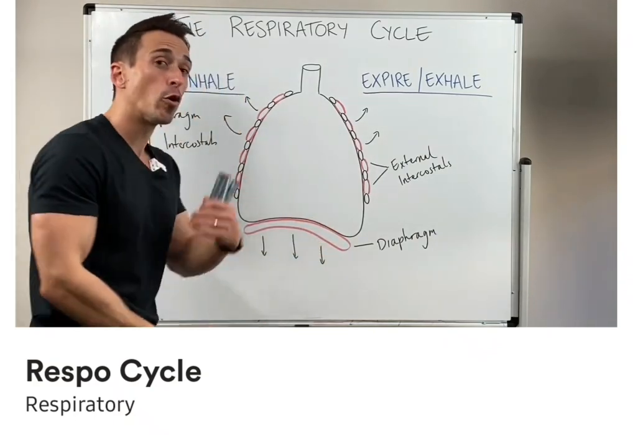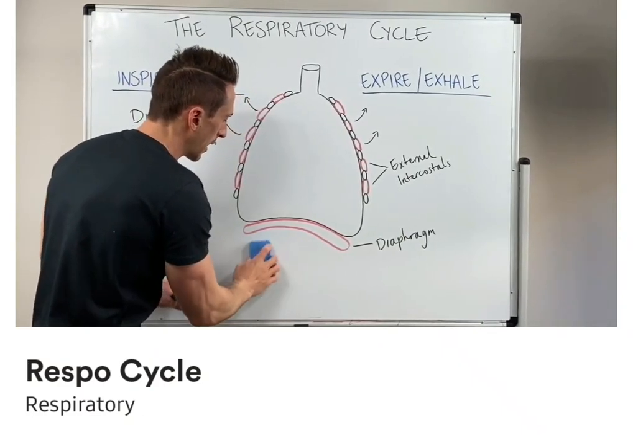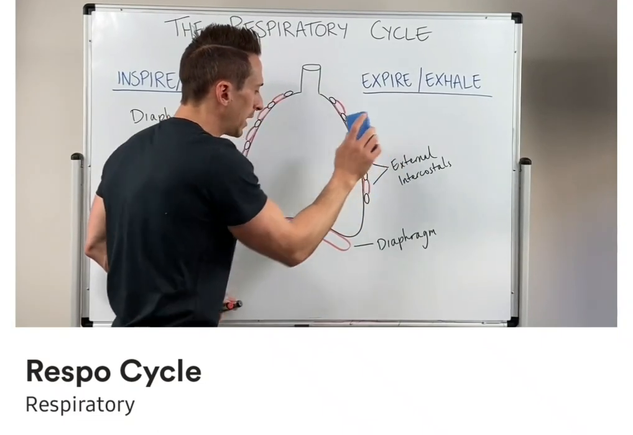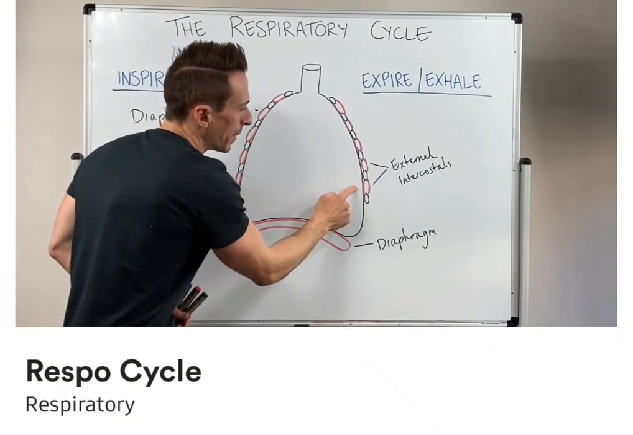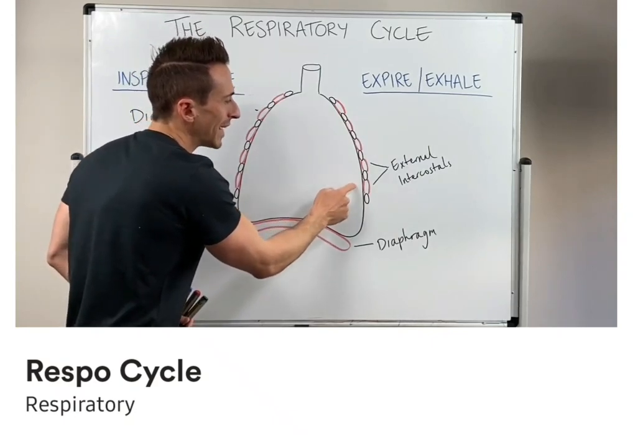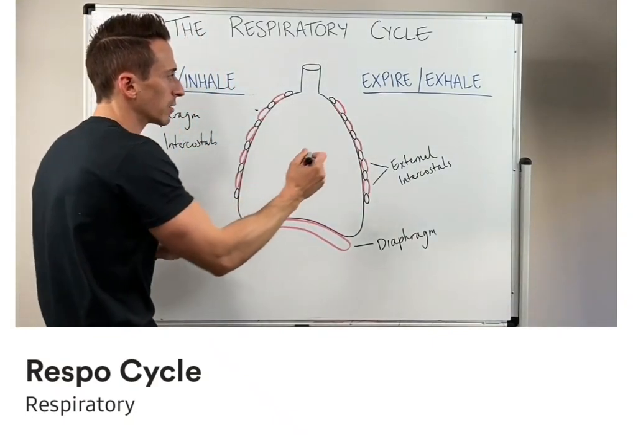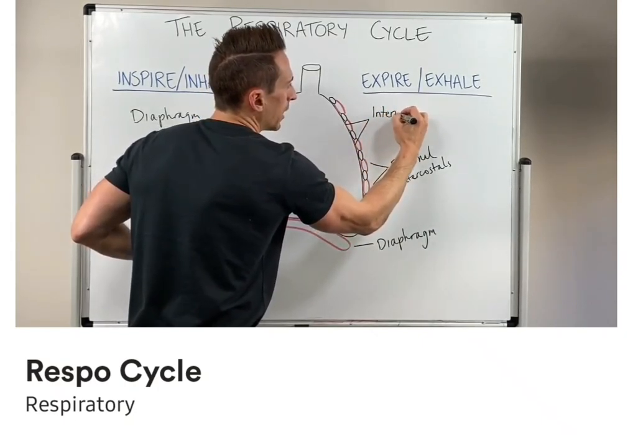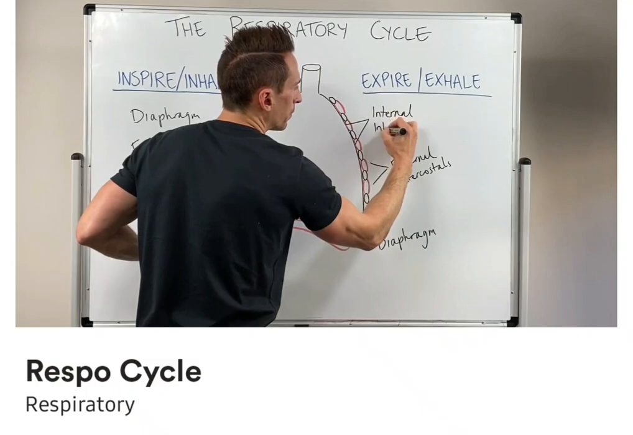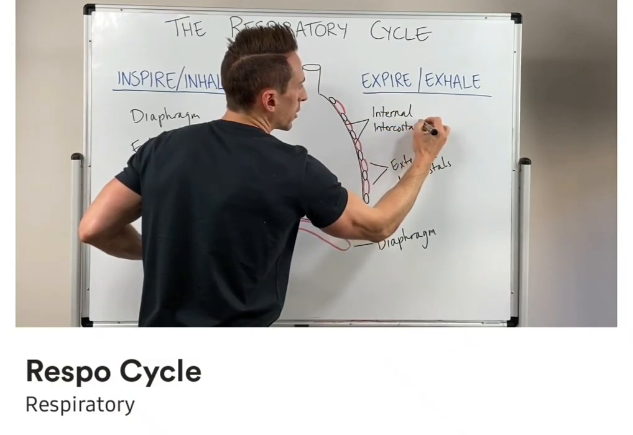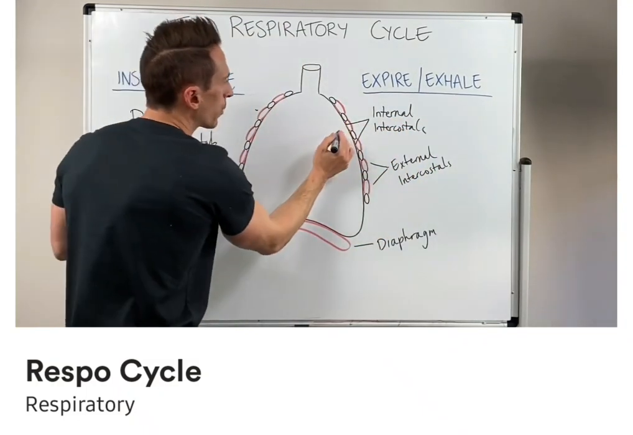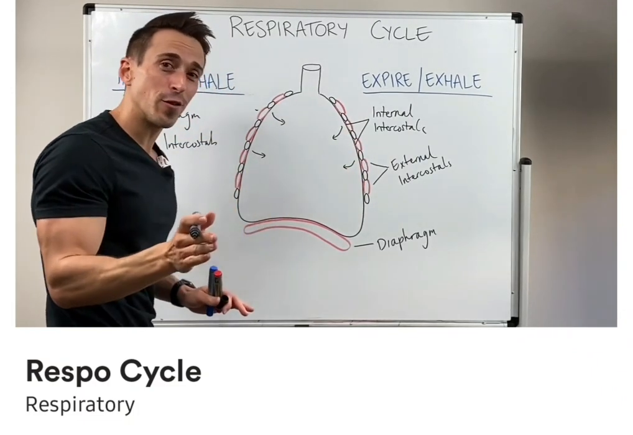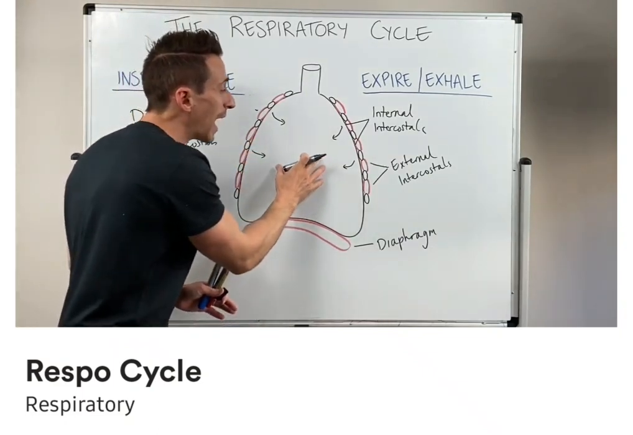But what if we want to forcefully expire or exhale? Well, we need to recruit some more muscles. And the muscles that we need to recruit here are the muscles between the ribs, but those inside that we call internal intercostals. Now, what the internal intercostals do are basically the opposite of the externals, is they bring the rib cage in and down, reducing the volume of that thoracic cavity. So the pressure goes up inside.